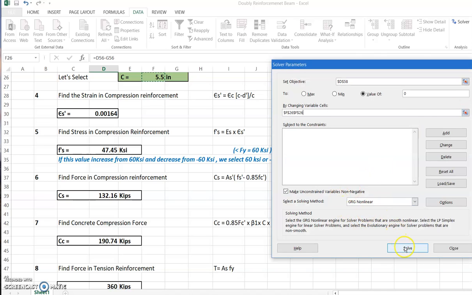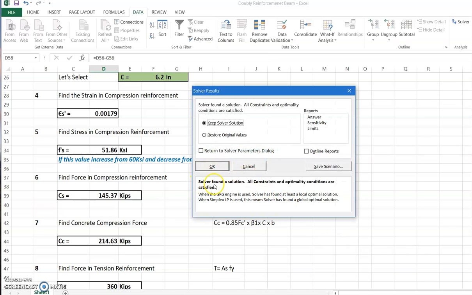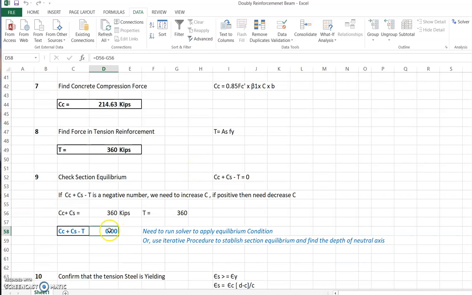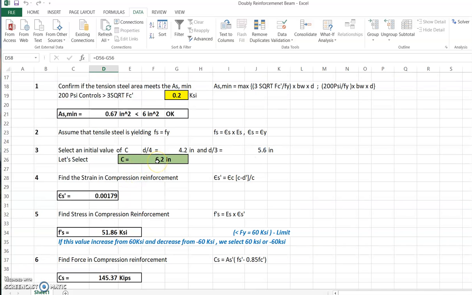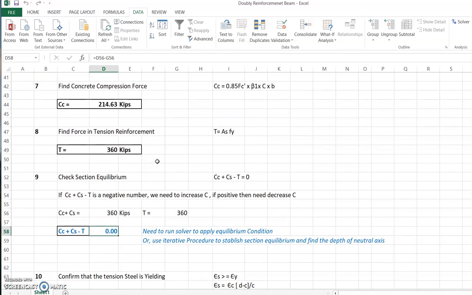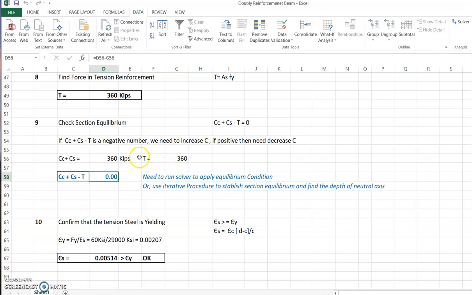I think I selected it twice. Select it only once, and we run the solver, and the solver found a solution. Okay, now we see that we meet the equilibrium condition. It's all 0, and our exact c is 6.2 inches. We check, it's all good. Right now we found the c.